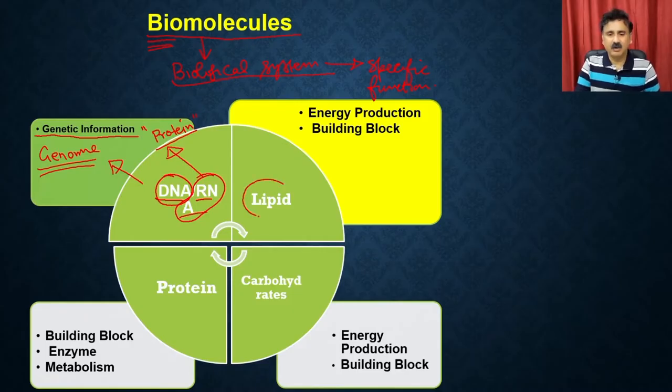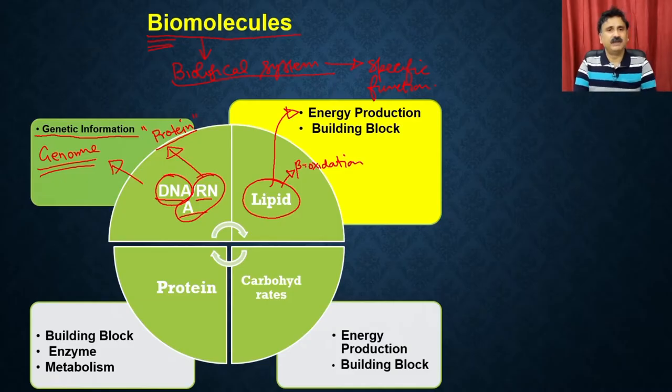Similarly, we have the lipid molecules. If you remember, in the previous lecture when we were talking about the cellular media, we said that the lipids are required for energy production because the lipids are oxidized by beta oxidation. The lipids are molecules formed by the combination of glycerol and fatty acids, and the fatty acids go through beta oxidation, and that is how they produce a large quantity of energy. Apart from that, the lipids are also an integral part of the plasma membrane, so they are also considered as building blocks.